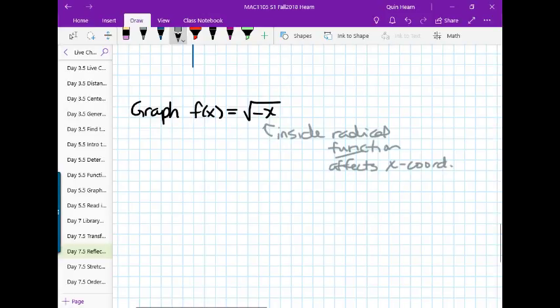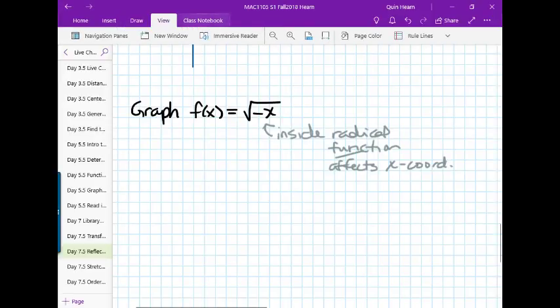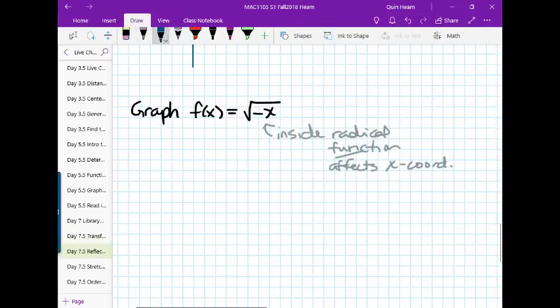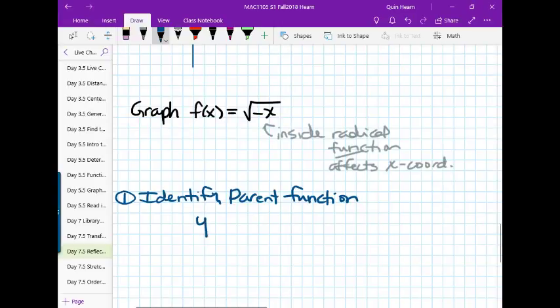Okay, so in other words, instead of changing every y coordinate from positive to negative and vice versa, we're going to do that to the x coordinates. So we're going to go ahead and first identify our parent function. Let me write that down. We're going to first identify the parent function, which all that means is look at the function and see what it's a variation on. This is a variation on y equals the square root of x.